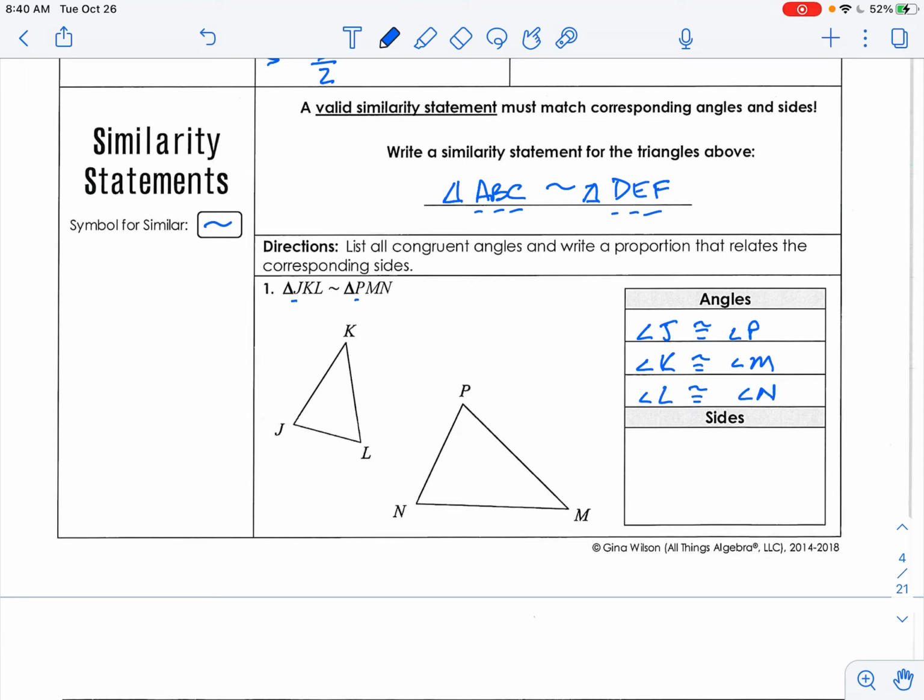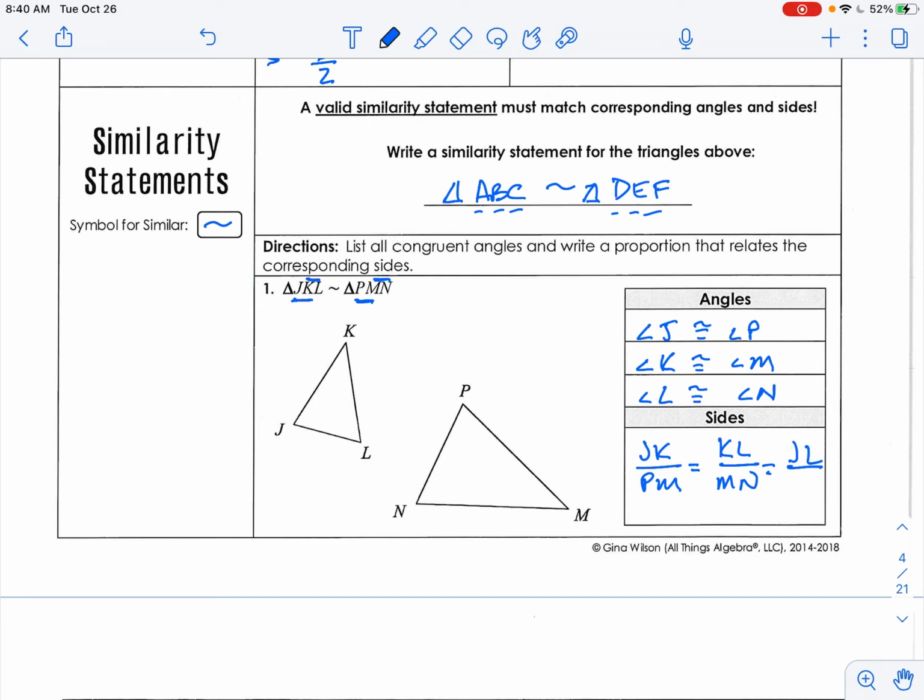Now, what about the sides? Okay, the sides are proportional. All right, so one way to write this is sort of with a longer proportion. So I'm going to say JK over PM. Do you see where I got those two from? So JK and PM, that ratio is equal to, guess what? It's equal to KL over MN. Okay, it's equal to KL over MN. And then if you can follow, the last one's always kind of weird, right?